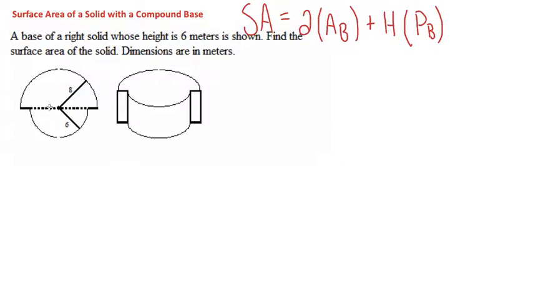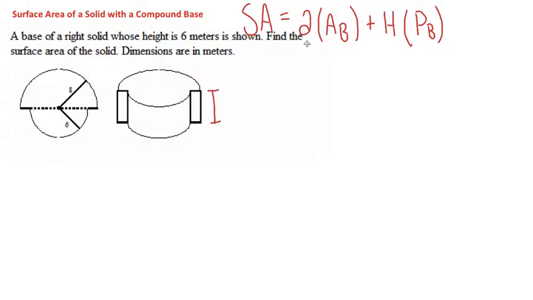Now, if you think about it, the reason it works is because there's two bases that are identical, so that's where this part comes from. And then if you're looking for the lateral surface area, the part that sort of wraps around, that's going to come from multiplying the height, which is the height of the prism here, by the perimeter of the base. So let's do this example.